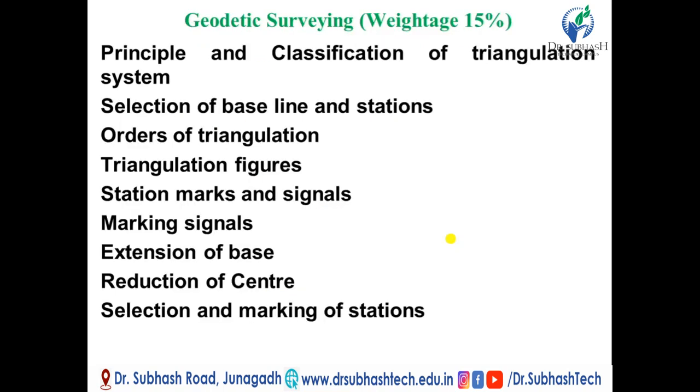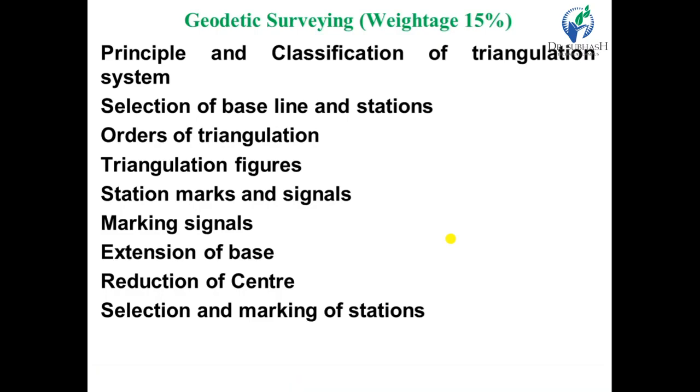In this chapter we are learning about the principle and classification of triangulation system, selection of baseline and stations, order of triangulation, triangulation figures, station marks and signals, marking signals, extension of base, reduction of center, selection and marking of stations.